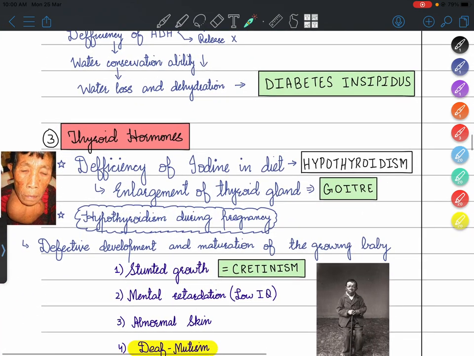Third, we have thyroid hormones. Deficiency of iodine in the diet leads to hypothyroidism and there is enlargement of the thyroid gland known as goiter. Here in the figure you can see the enlargement of the thyroid gland known as goiter.